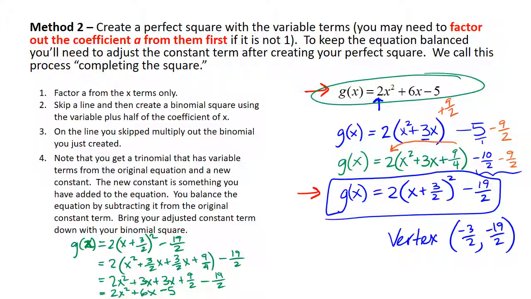So again, this is called completing the square. It takes some practice, but once you get it down, it can actually be quicker than using the formula for finding the vertex.